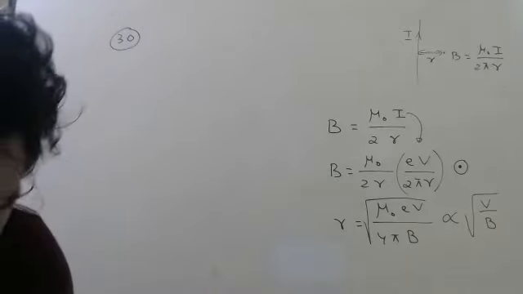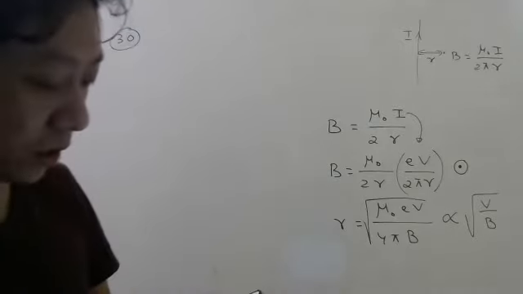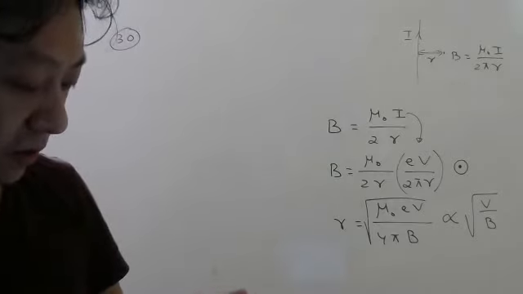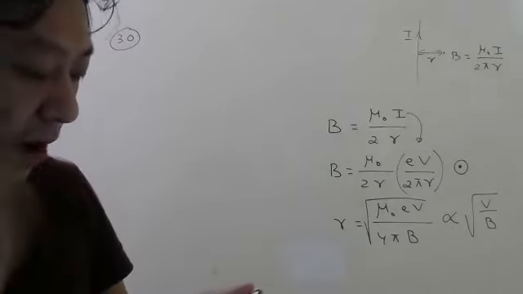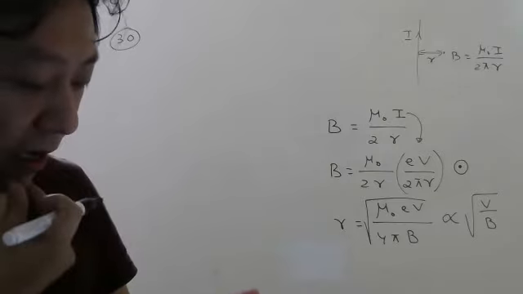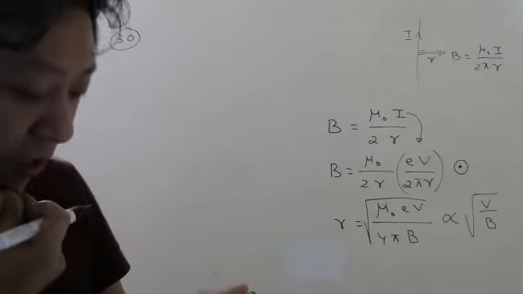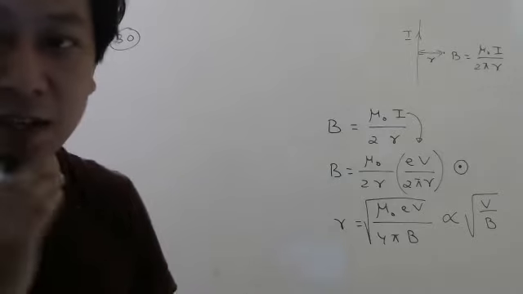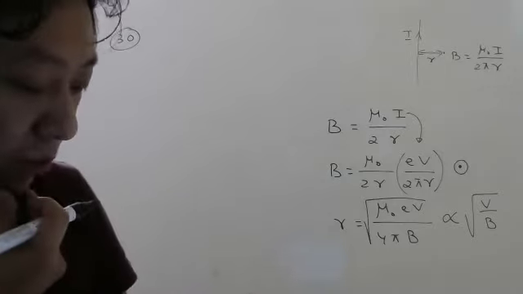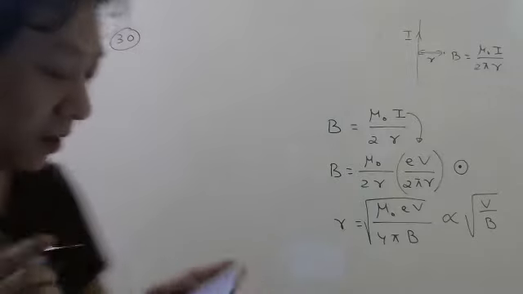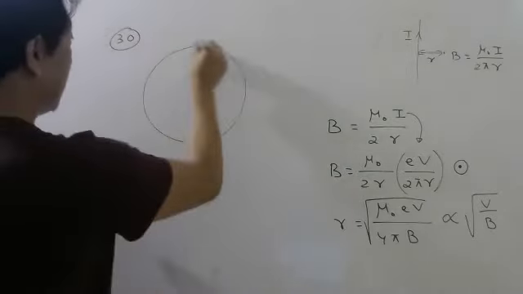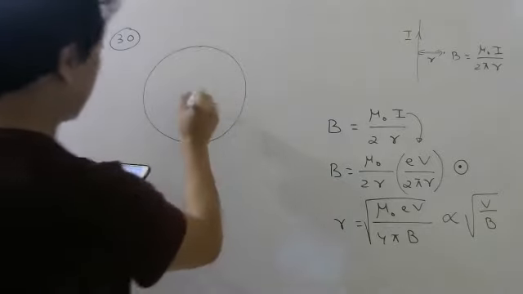So question number 30 says, a current I is flowing in a conductor shaped as shown in the figure. The radius of the curved part is small r and the length of the straight portion is very large. Matlab, you can consider it as infinitely long. The value of magnetic field at the center.